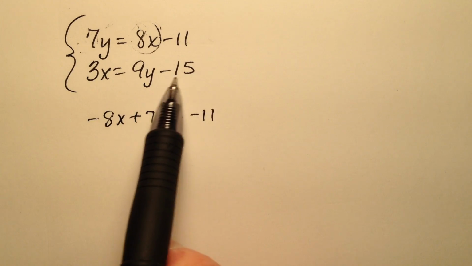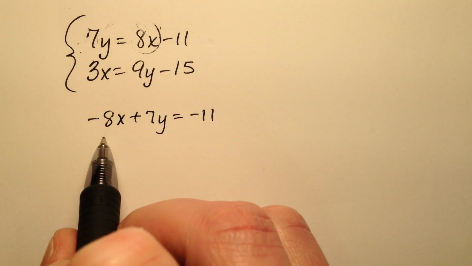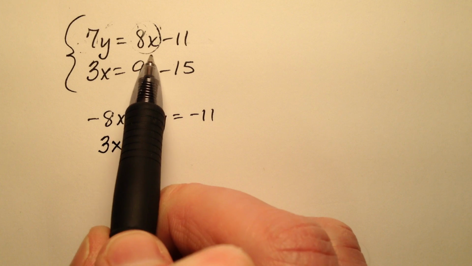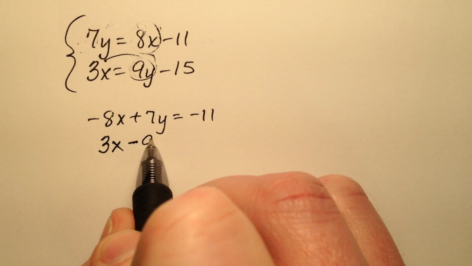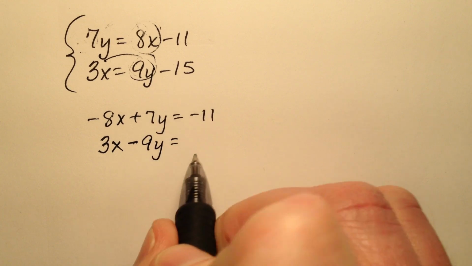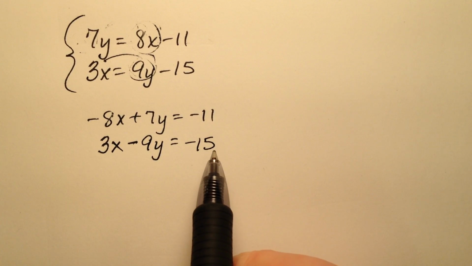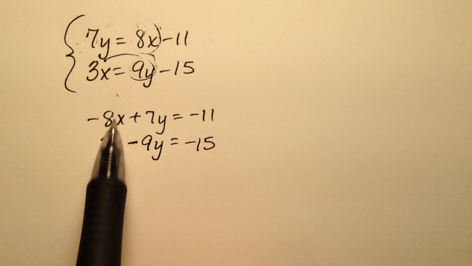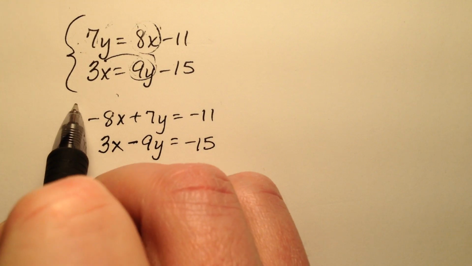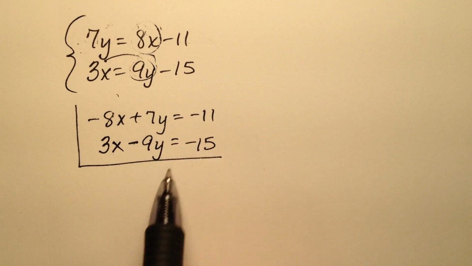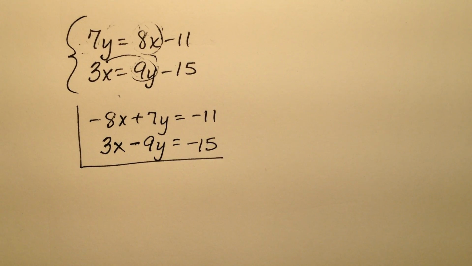So now let's take a look at the second equation, 3x. But then the 9y is on the right, so I need to bounce this 9y over to the left side by subtracting 9y from both sides. And that's going to equal negative 15. And again, the reason I do this is so that my x's and my y's and my constants are all vertically aligned as like terms.